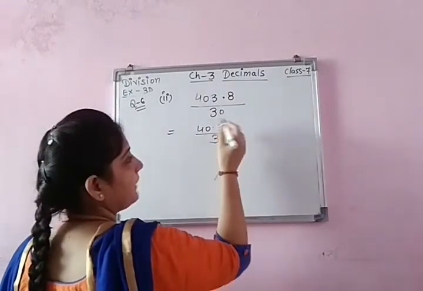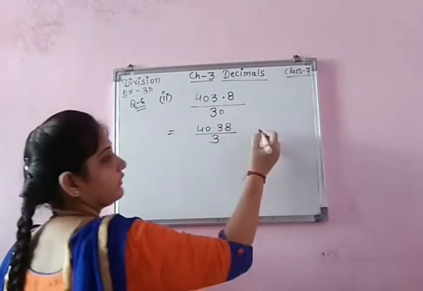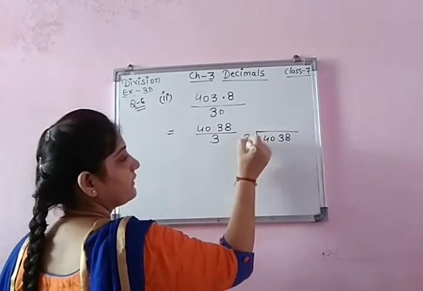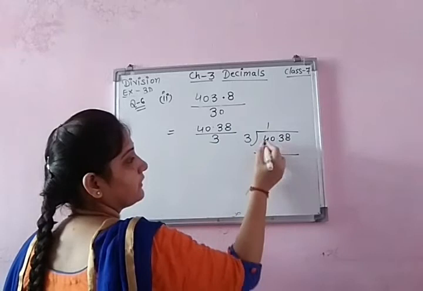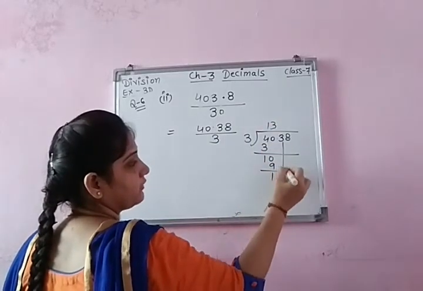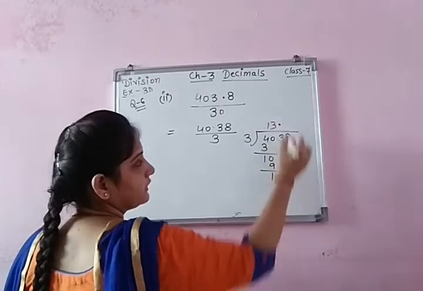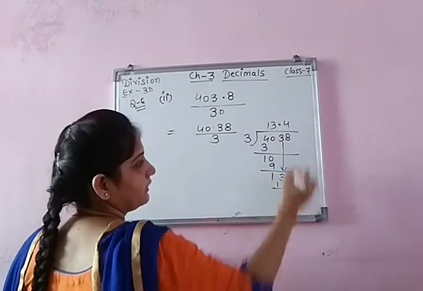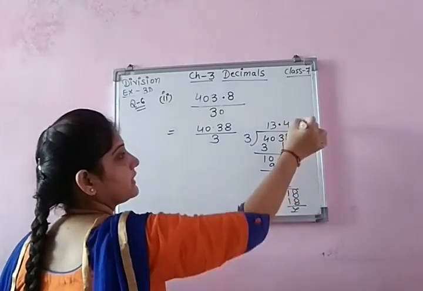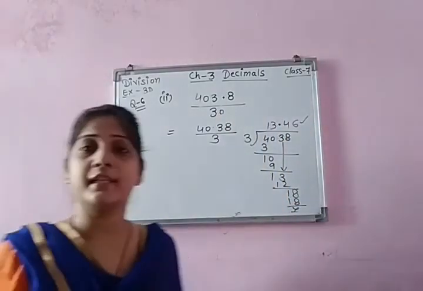Okay, let's divide it by 3 now. You can solve it verbally if you know. 40.38, divide by 3. 3 one time. 1, 0. 3 3s are 9. 1. Write down this 3. Point. 3 4s are 12. And 3 6s are 18. I think you will get the same answer, 13.46.